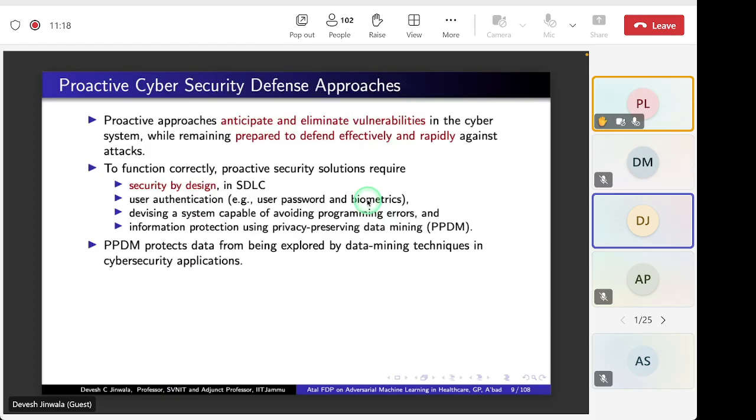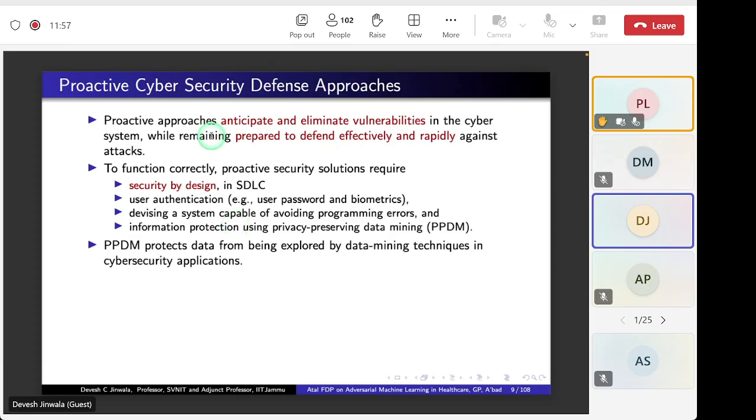In order to have a proactive approach, we would need security by design. So if we think of the software development life cycle, we would build in security right from the stage when the application's requirements have started being gathered, and we would build in whatever other security mechanisms we want. So this would be based on a priori forecasting that a particular attack can take place on a particular system, and that capability can only come if we use machine learning in building the security mechanisms.